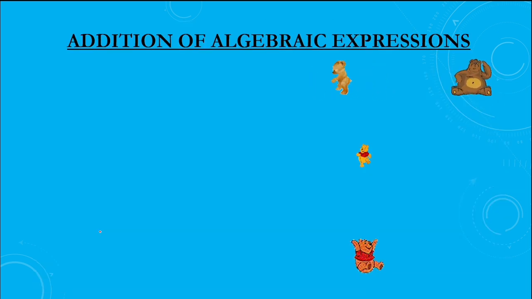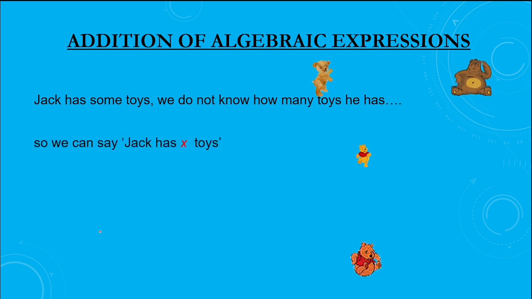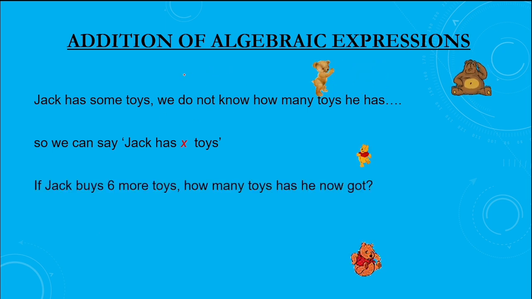So next concept, addition of algebraic expression. So how to add? Jack has some toys. We do not know how many toys he has. So can you say that Jack has x toys? Yes or no? Yes. So if Jack buys 6 more toys, then how many toys has he now got? Now x plus 6, because before he had x toys, now 6 more means x plus 6. So x plus 6.